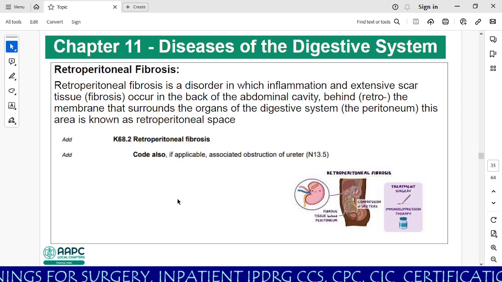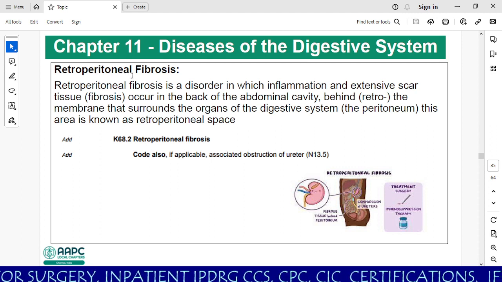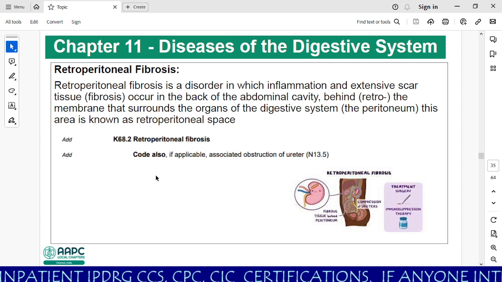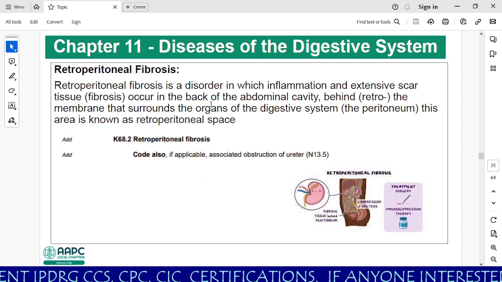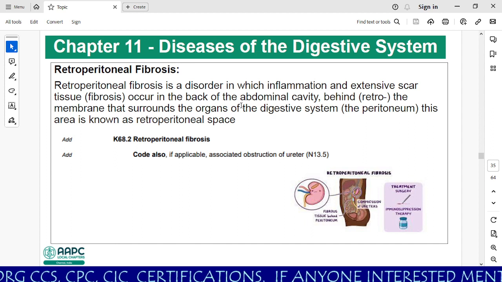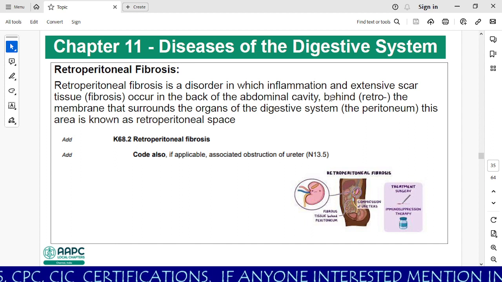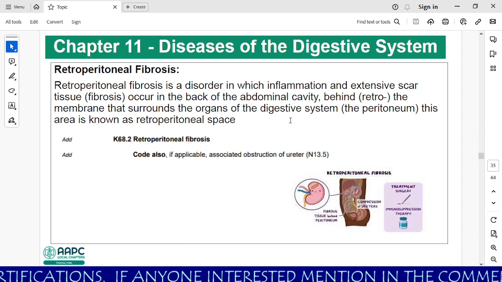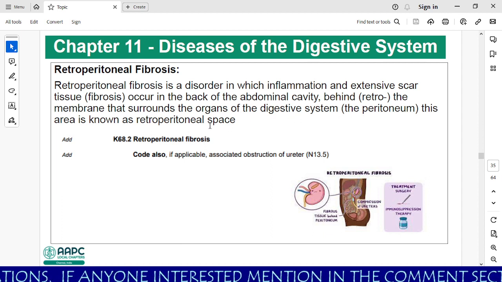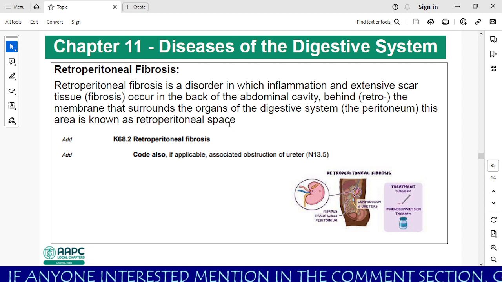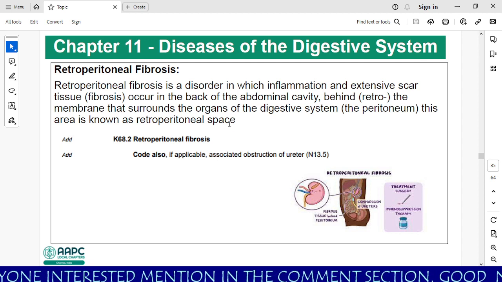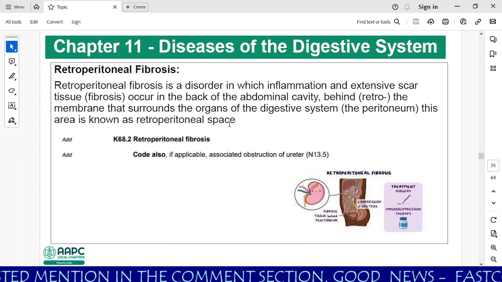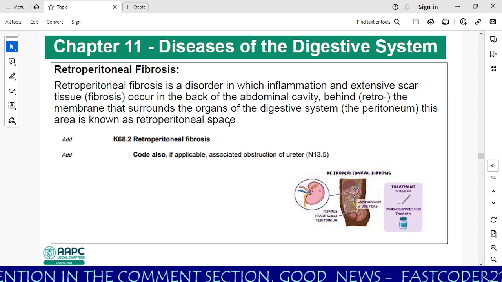So next we have one new code here, retroperitoneal fibrosis. So what is retroperitoneal fibrosis? It is a disorder in which inflammation and extensive scar tissue occur in the back of the abdominal cavity behind the membrane that surrounds the organs of the digestive system, the peritoneum. Retro means behind. This area is known as the retroperitoneal space. So basically behind the abdominal cavity is the retro and near the digestive system it is the peritoneum.